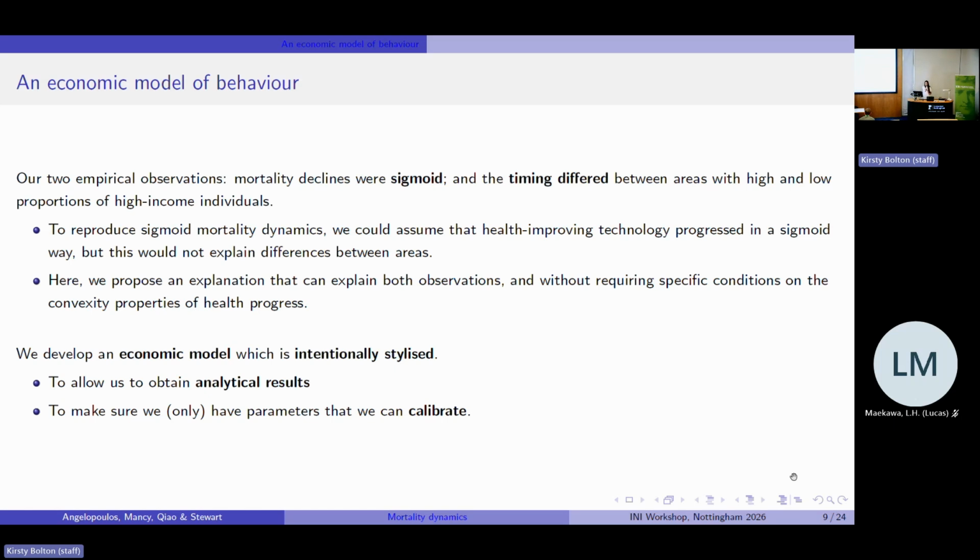To do that, we develop an economic model, and it's intentionally stylized. I don't know if it will look stylized and simple here. I don't know what kind of reaction you'll have to it. But relative to other models that I'm working on with these collaborators, it's quite straightforward. This allows us to obtain analytical results. Also, our data is a decent sized data set for historical data, it's pretty good, but we don't have a lot of detail. So we need to make sure that we only have parameters in our models that we can actually calibrate and do something useful with.